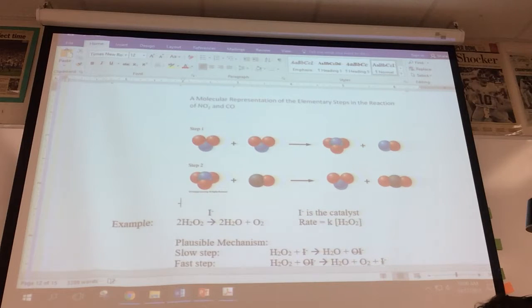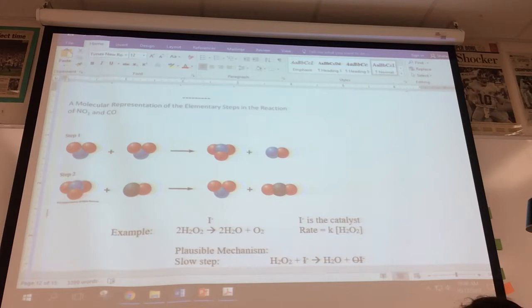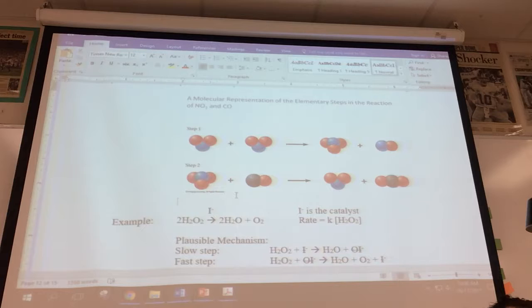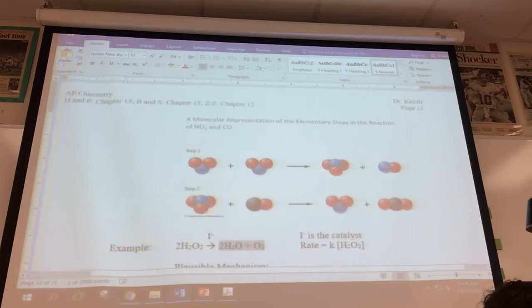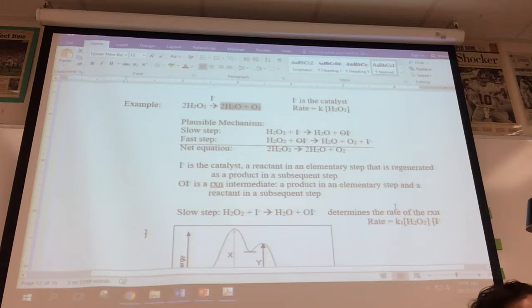A second example is shown here with the decomposition of hydrogen peroxide to water and oxygen gas. Incidentally, last year in honors, you did learn that decomposition reactions are typically endothermic. It takes energy to bust things up. Synthesis typically exothermic. Not always, but usually.